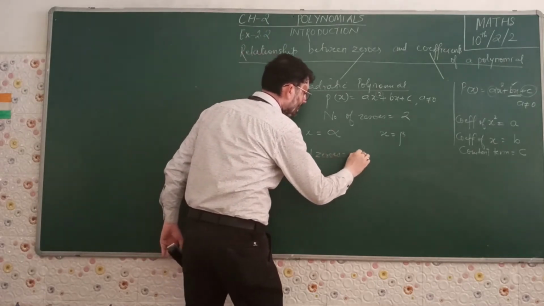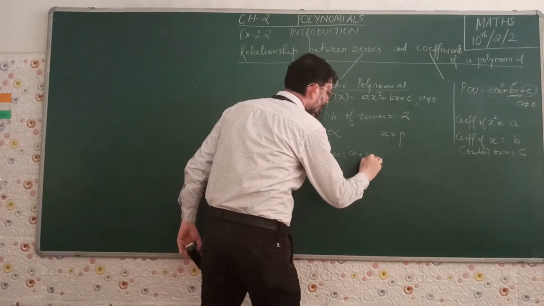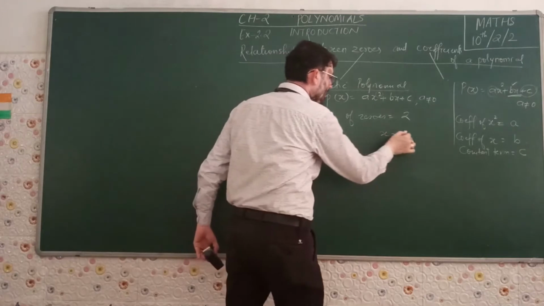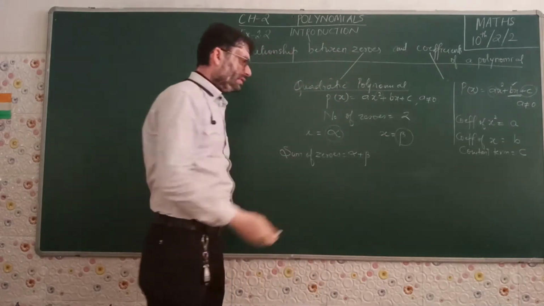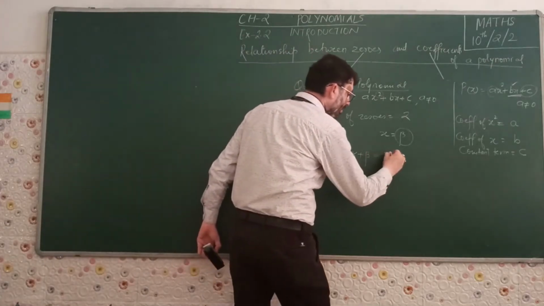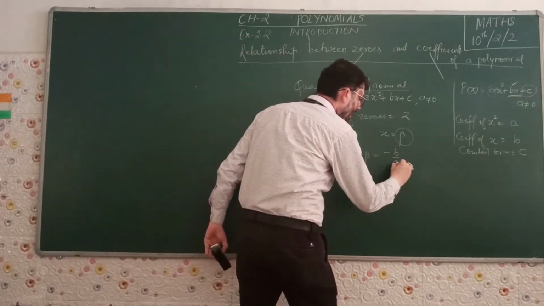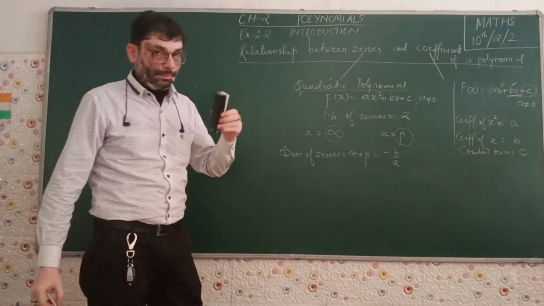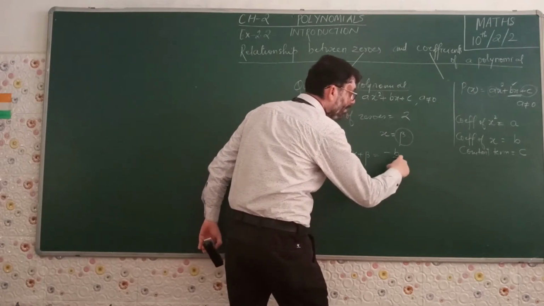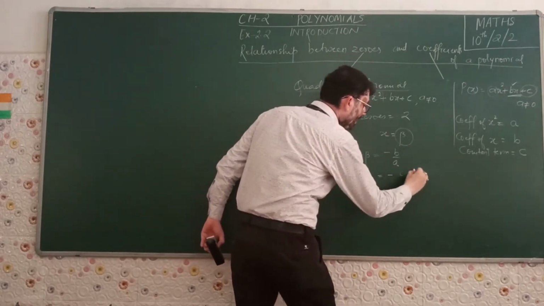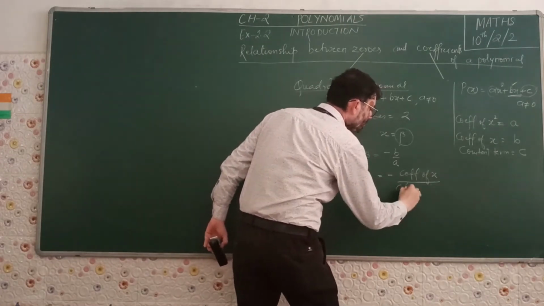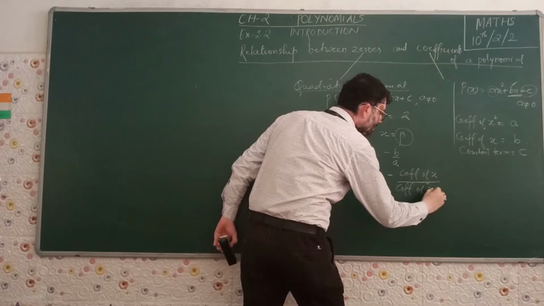Sum of zeros means alpha plus beta. We have 2 zeros, one is alpha and the other is beta. So sum of zeros means alpha plus beta, and this is given as minus b upon a. And what is that? Minus b upon a. B is the coefficient of x upon coefficient of x squared.